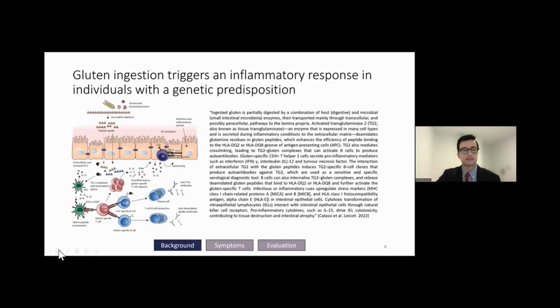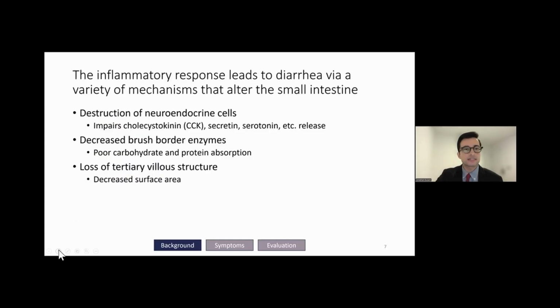And we'll explore that a little bit more next here, because it's this inflammatory response. Now we have the genetically primed immune system. The immune system's been activated. You have all this inflammation now that's going on in the gut. And that's leading to diarrhea via a variety of mechanisms. We're going to highlight three major ones here.